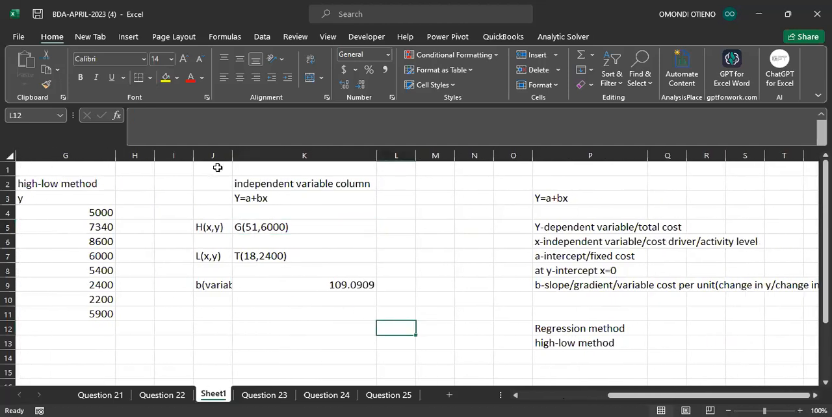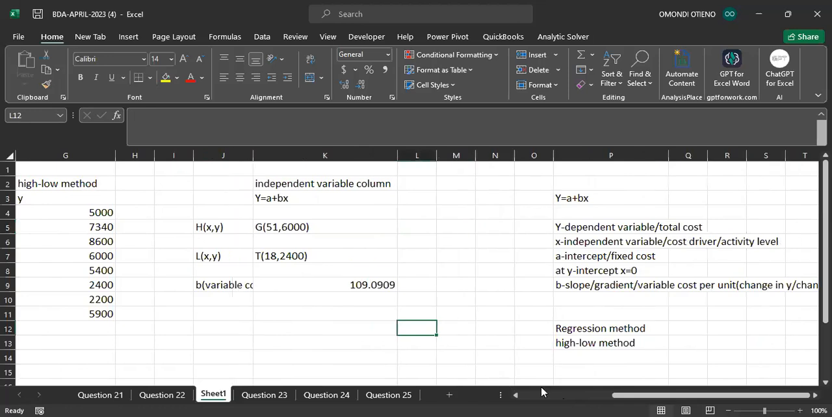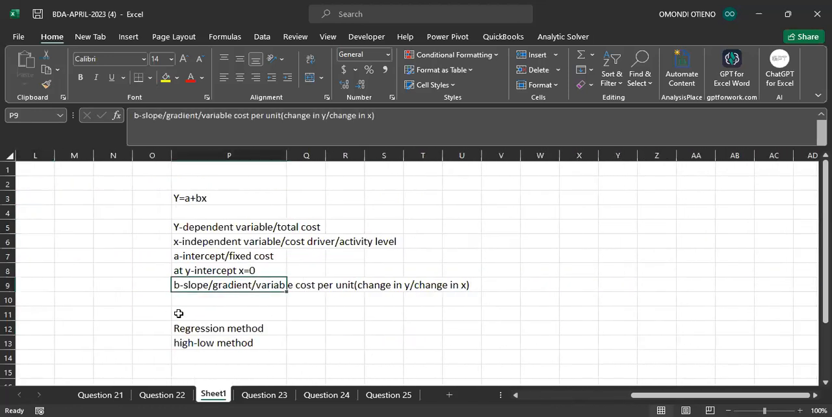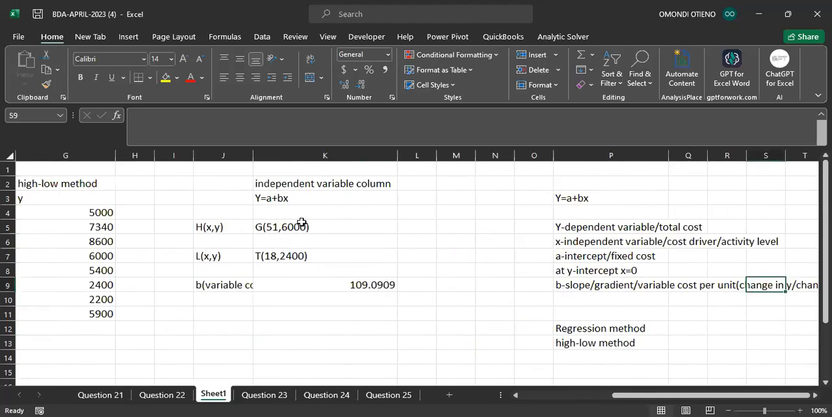Good. Can you repeat the value of B? What did we say when we were explaining the value of B here? We said B is the slope, the gradient, the variable cost per unit. And what did we say? It is change in Y over change in X. Change in Y, the difference. We are talking about the change in Y.